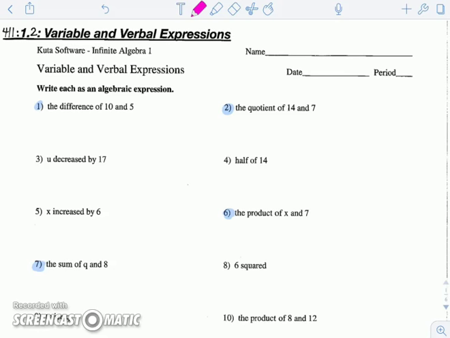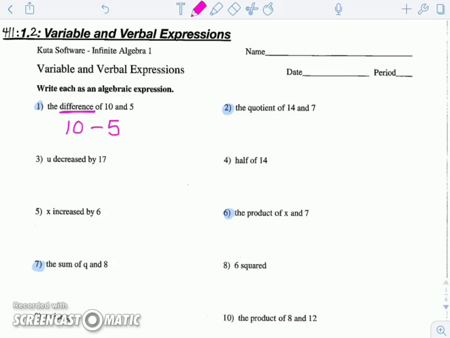So what we're doing here is taking words and turning them into math. We're taking math and turning it into words. So variable expressions, we're working with variables, that's the math aspect, and verbal expressions, so how you would say those equations or expressions. So the difference of 5 and 10, what I need to know here is difference is subtraction. So I would write this as 10 minus 5.